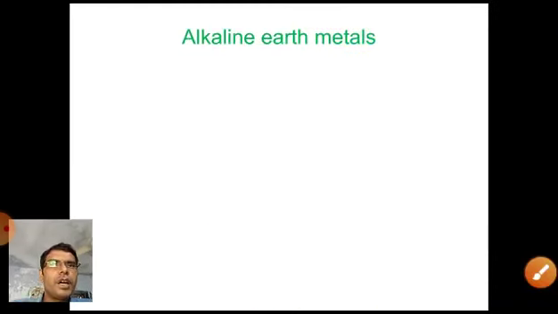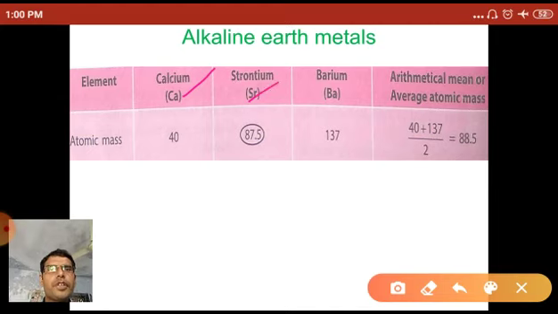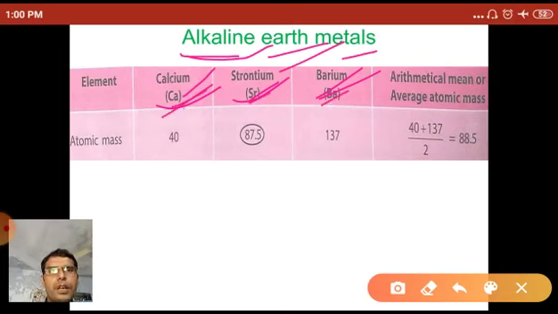Now the next, alkaline earth metals. Here calcium, strontium and barium are the three alkaline earth metals. Why are they called alkaline earth metals? Because their oxides are present in the earth, and when dissolved in water, they behave as an alkali. Calcium oxide, strontium oxide and barium oxide are all present in the earth in natural forms, and when they dissolve in water, they behave as an alkali.